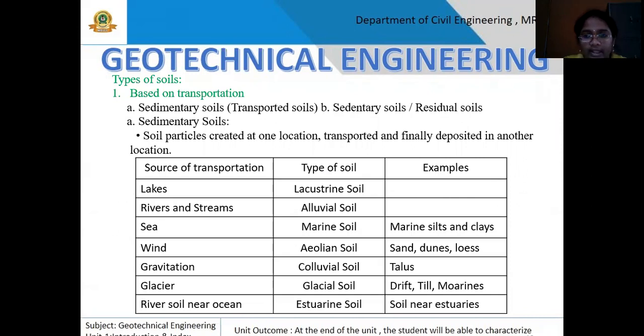So I'm repeating once again. Based on the source of transportation, the type of soil I'm telling you. If it's lakes, it is called lacustrine soils. If it's rivers and streams, it is called alluvial. If it is sea, it is called marine soil. If it is wind, it is called aeolian soils. If it's gravitation, it is called colluvial. If it's glacier, it is called glacial soil. And if it's river soil near ocean, it's called estuarine soils. And these are the examples also.